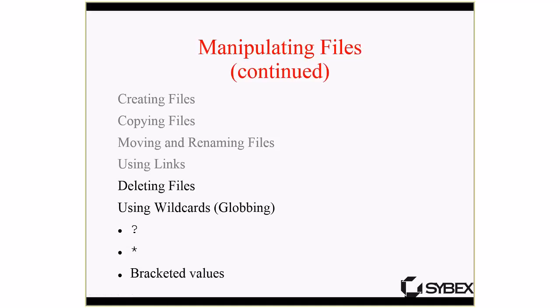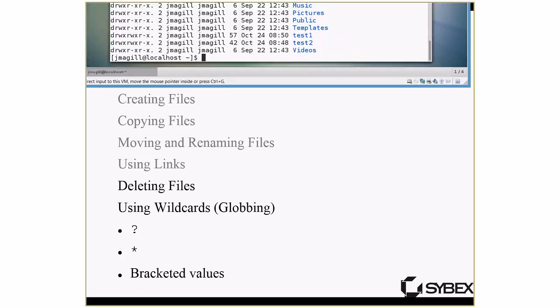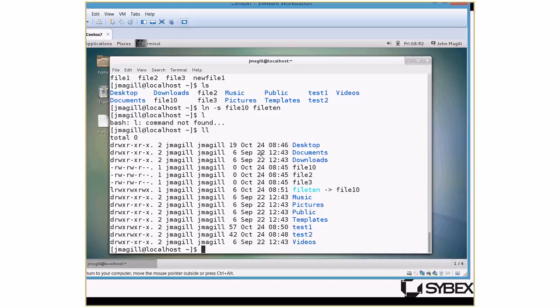As I said, we can delete files, and we can use wildcards, which is globbing. Now, the one thing I didn't talk about is bracketed values. So let's go back and look at bracketed values. It's how we can have options. For example, if I'm going to touch a couple files here, book and bake, book and buck.